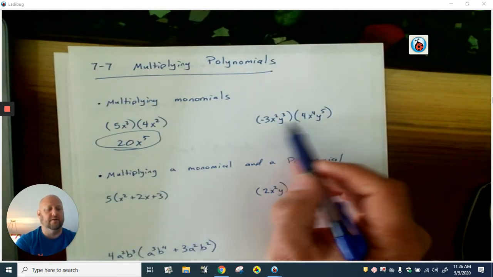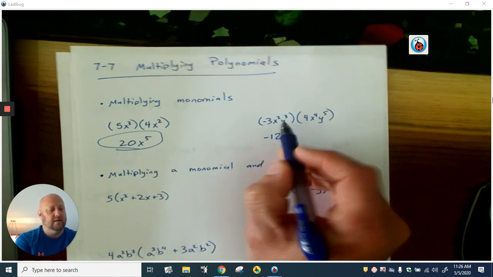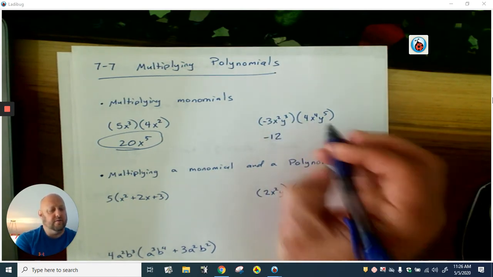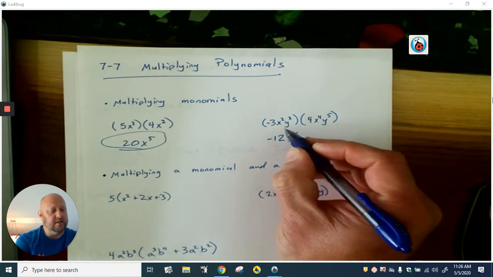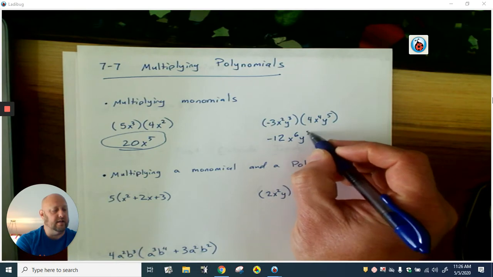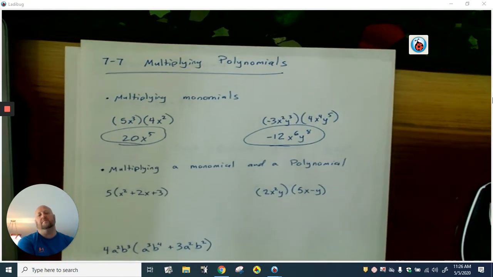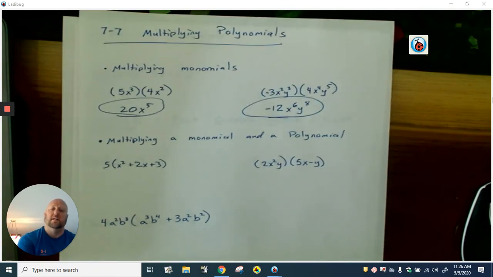Again, multiply the coefficients, -3 and the 4, make a -12. X squared, x to the 4th, makes x to the 6th. And then y to the 3rd, y to the 5th, makes y to the 8th. And you're done. So multiplying monomials is a very simple process.